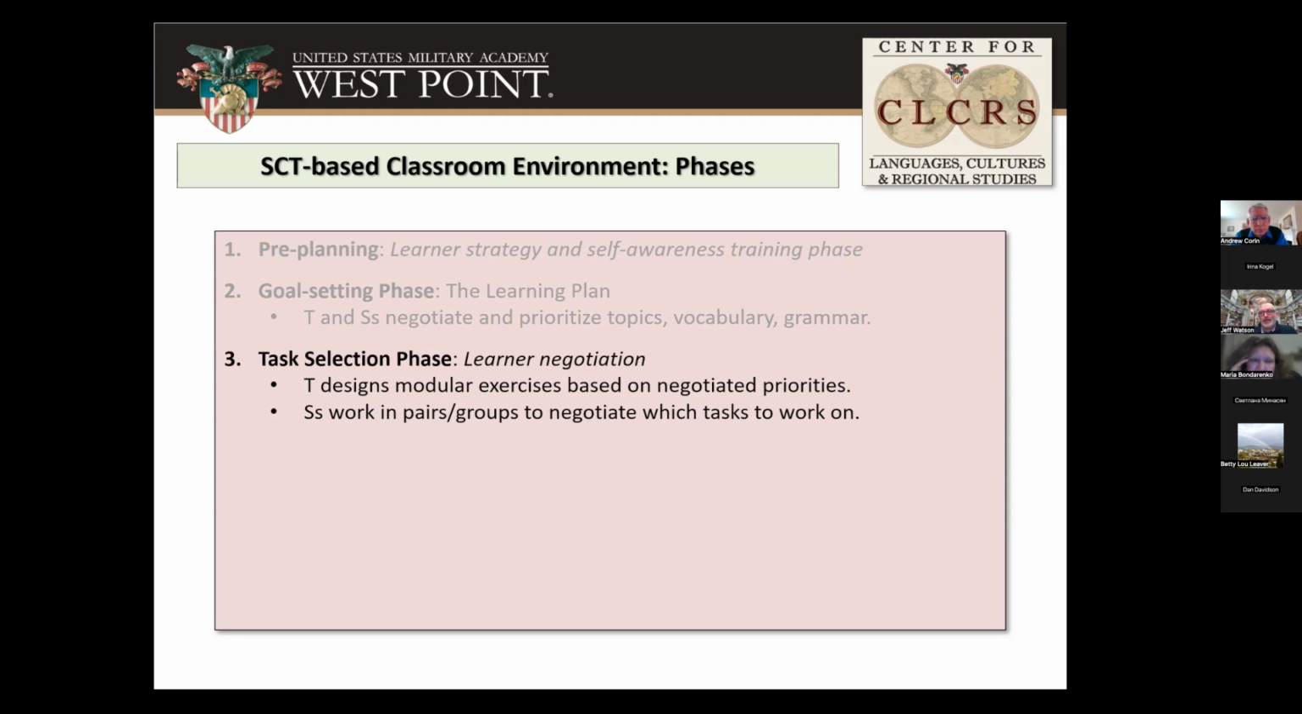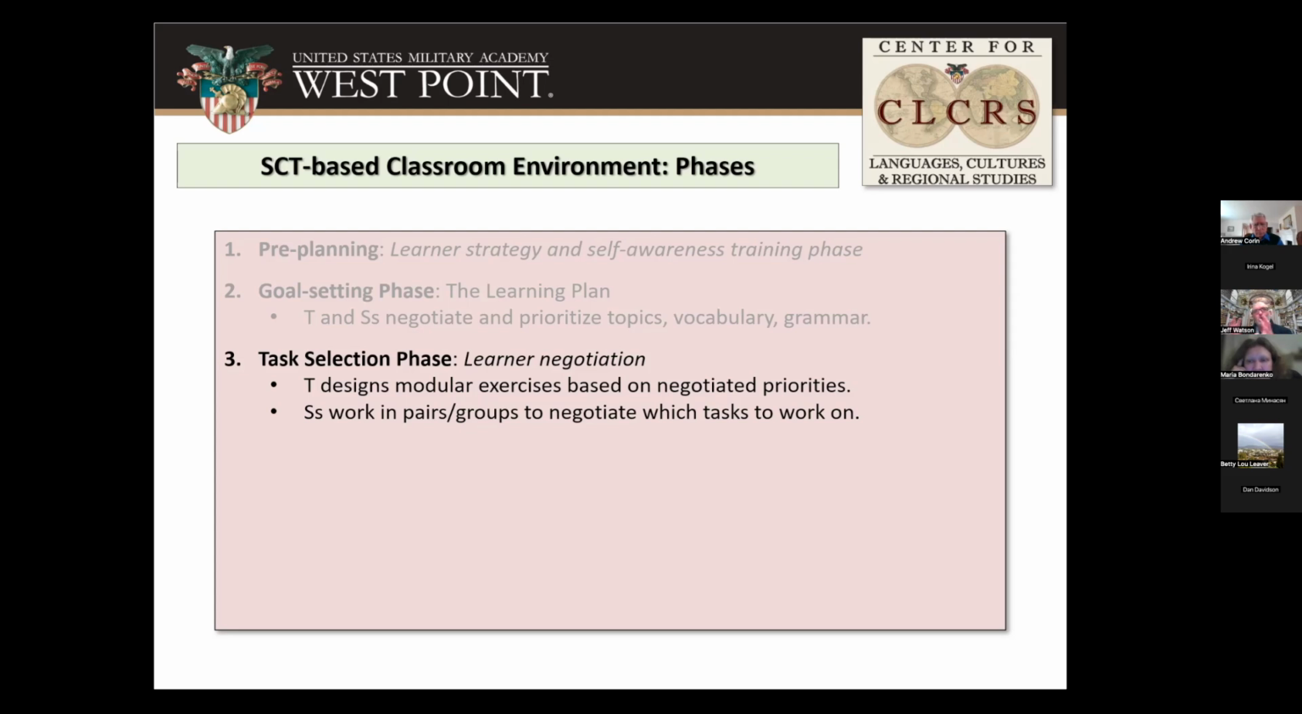Once we had that prioritization down, I would develop modules, and this was a lot of work, by the way. On the front end, it was a lot of work. Once you do it once, though, you can reuse this material, and I would say the process became easier over time, right? So I would design these modular exercises. I designed stations that were set up around the classroom.